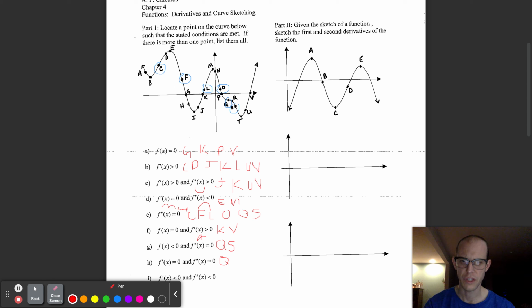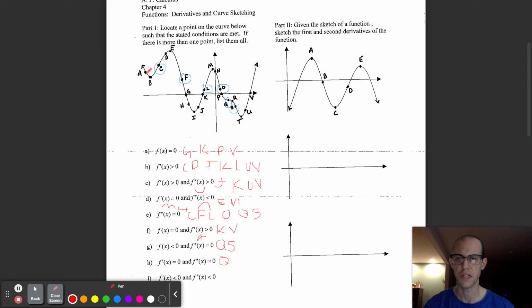I, which I think is the last one. The derivative is less than 0, which would mean decreasing, and the second derivative is less than 0, which would mean concave down. So we're decreasing and concave down.